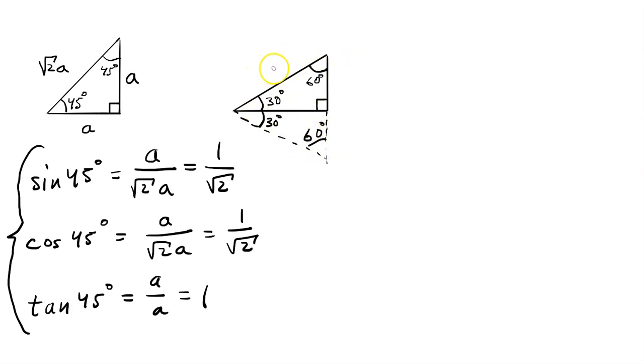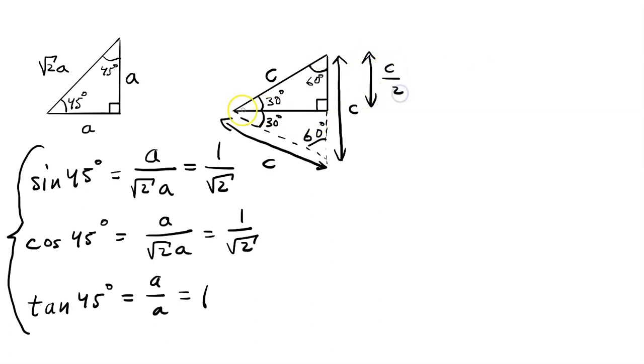So now we can call this C. Then this side is also C. And this is C. But for our original triangle, that means that we have that this side is then C half. And what is the height of the triangle then?